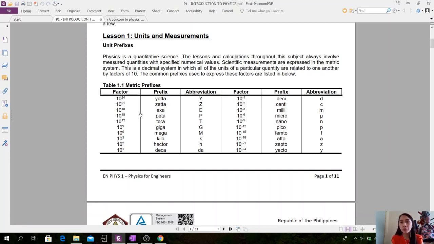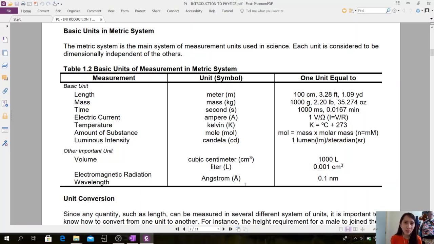So, for example, we have 1 kilogram. We have the gram as the base unit. And by using the prefix kilo, we know that 1 kilogram is equal to 10 raised to 3 or 1,000 grams. The same for 1 centimeter. We have the meter as the base unit, and by saying 1 centimeter, we are pertaining to 1 over 100 or 0.01 meter.